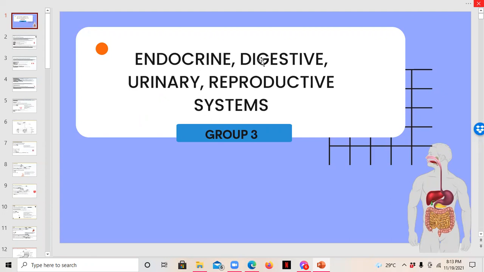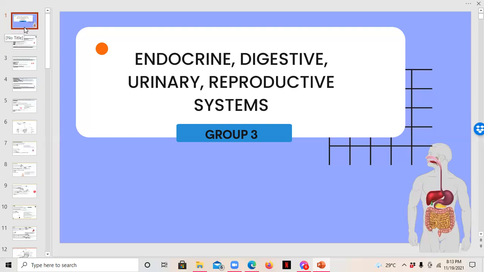First, the endocrine system. The endocrine system is a messenger system comprising feedback loops of the hormones released by internal glands of an organism directly into the circulatory system, regulating distant target organs.